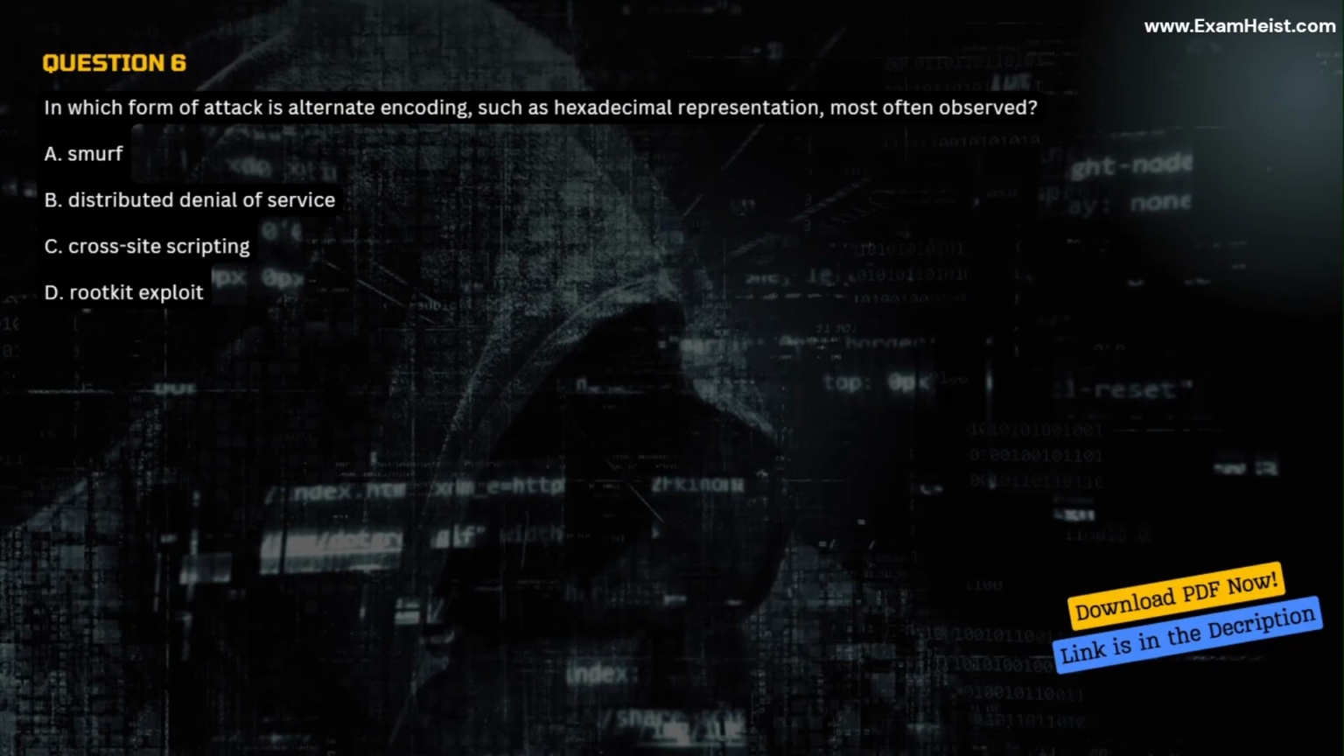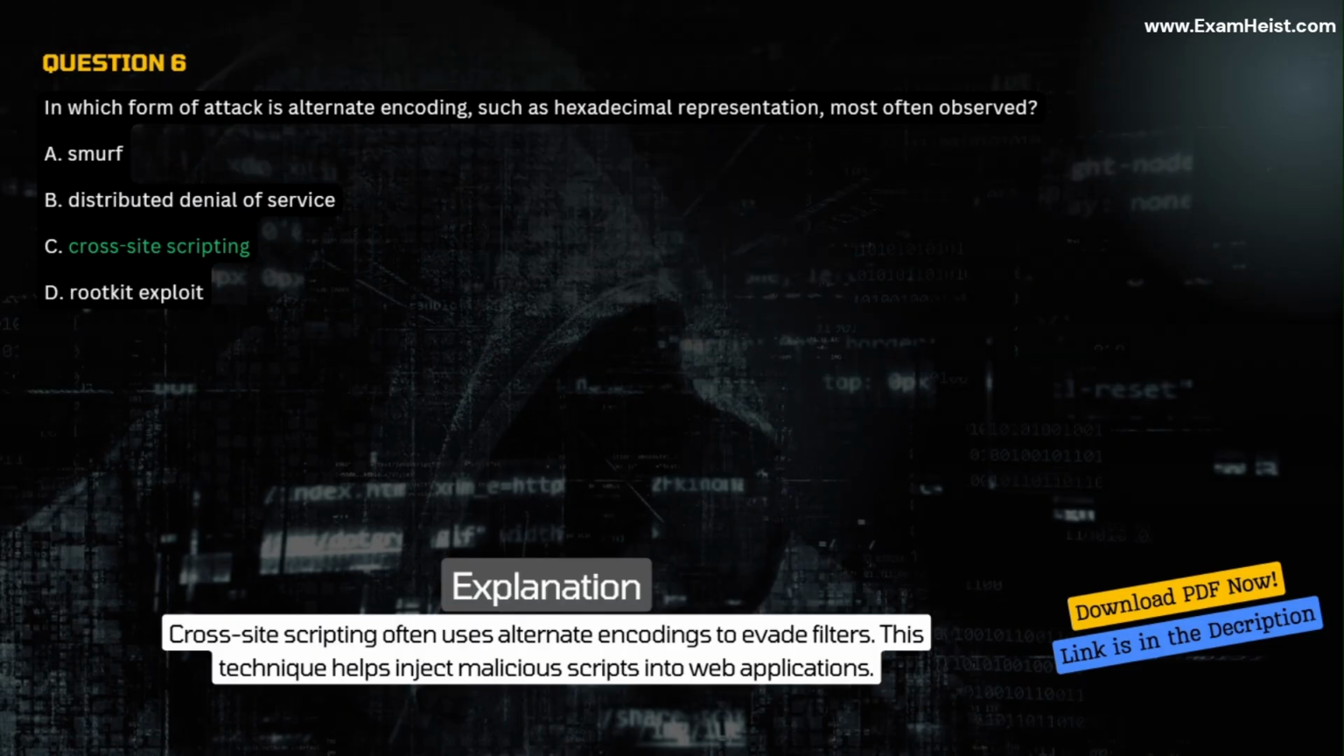Question 6. In which form of attack is alternate encoding, such as hexadecimal representation, most often observed? A. SMF. B. Distributed denial of service. C. Cross-site scripting. D. Rootkit exploit. Correct answer C. Cross-site scripting. Explanation. Cross-site scripting often uses alternate encodings to evade filters. This technique helps inject malicious scripts into web applications.